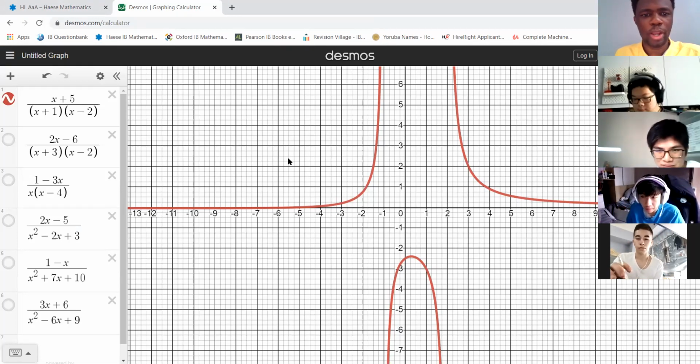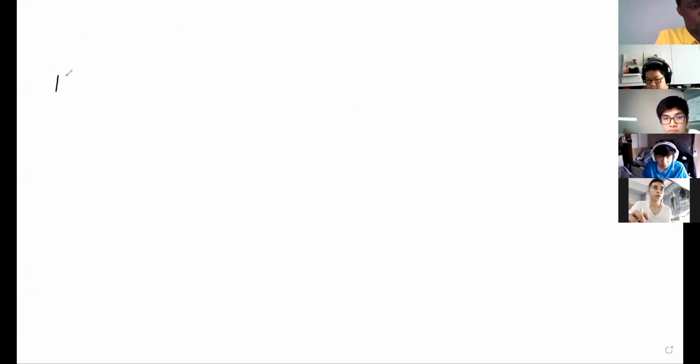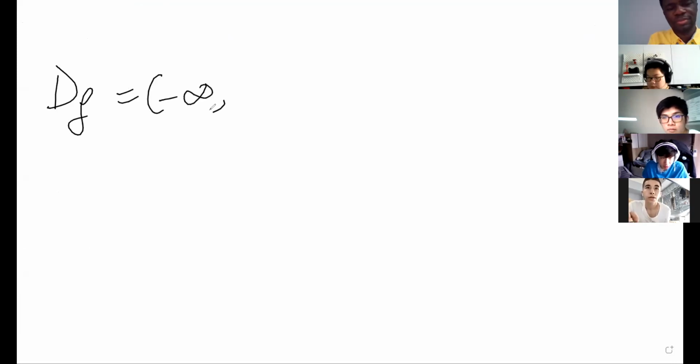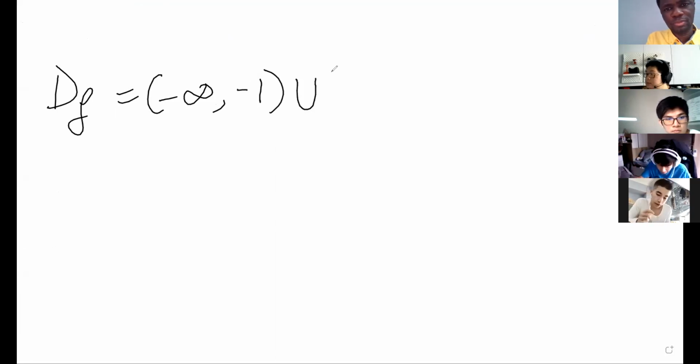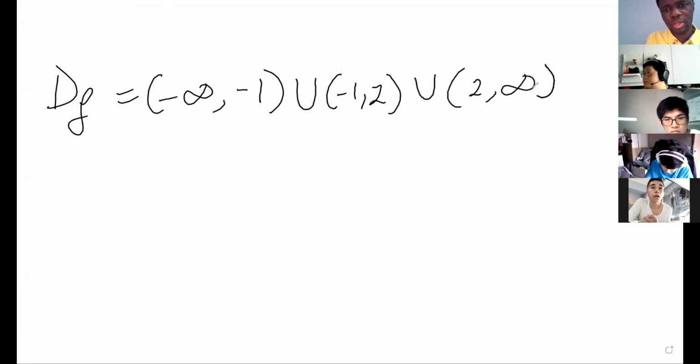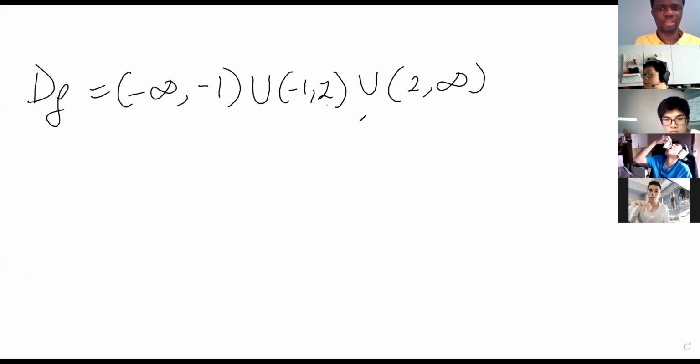Let me put up the whiteboard. So you said the domain is negative infinity to -1, and then union -1 to 2, union 2 to infinity. But this and this can be joined here. Or not. There's another thing, what is that called? Vertical asymptote between.